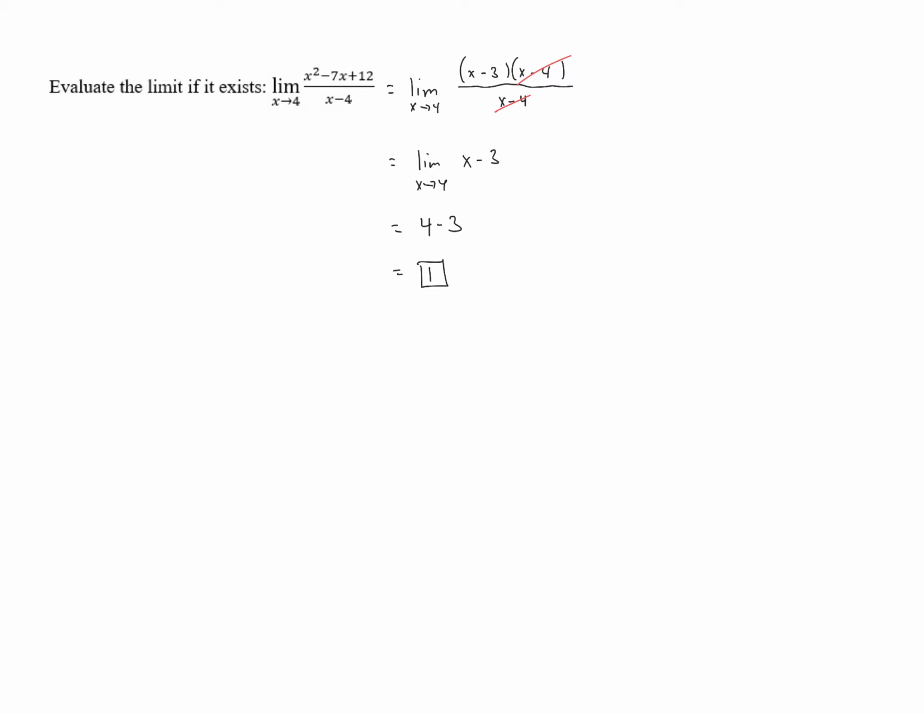Whenever you see a polynomial in a rational function that might be factorable in a situation like this, it's a good idea to try and factor it, because you might have a factor that cancels, which then simplifies things, which might open the door for direct substitution.